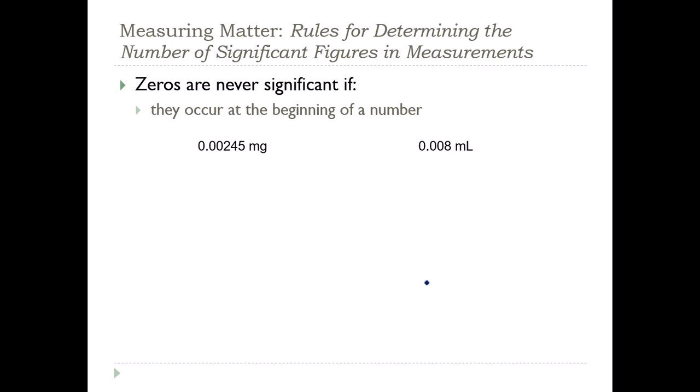Zeros are never significant if they occur at the beginning of a number. So again, start counting with the first non-zero digit. So 1, 2, 3. And then this one has just 1.